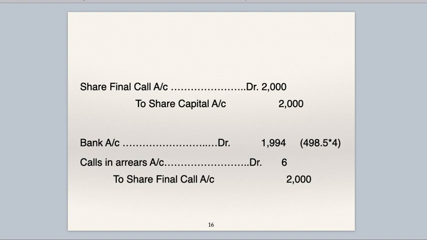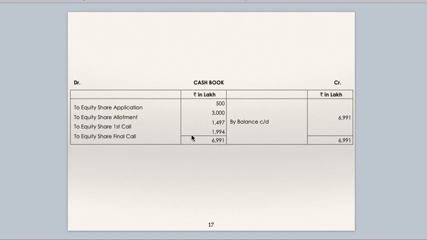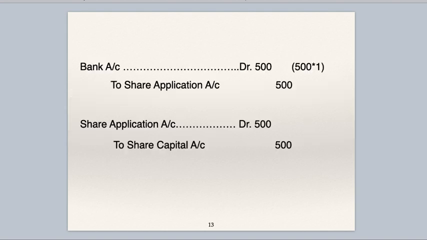Now don't forget to write on top of the debit and credit column, rupees in lakhs, otherwise you will lose marks. They have asked you to prepare the cash book. When a cash book has been asked to prepare, it is better to pass all journal entries including cash entries. Pick cash transactions and you can easily prepare the cash book by transferring those entries to the cash book.